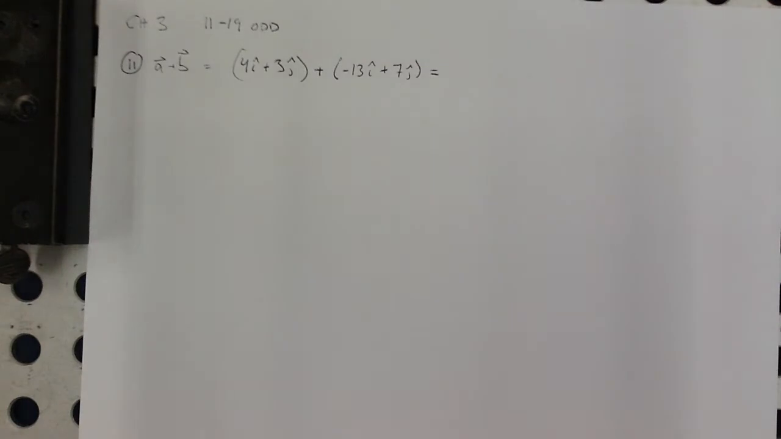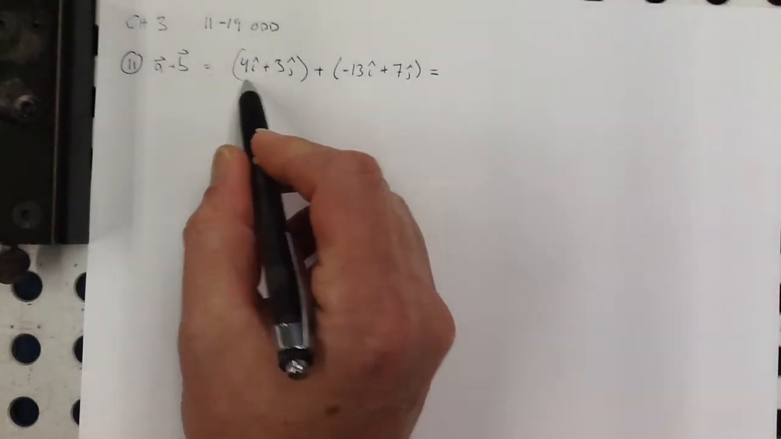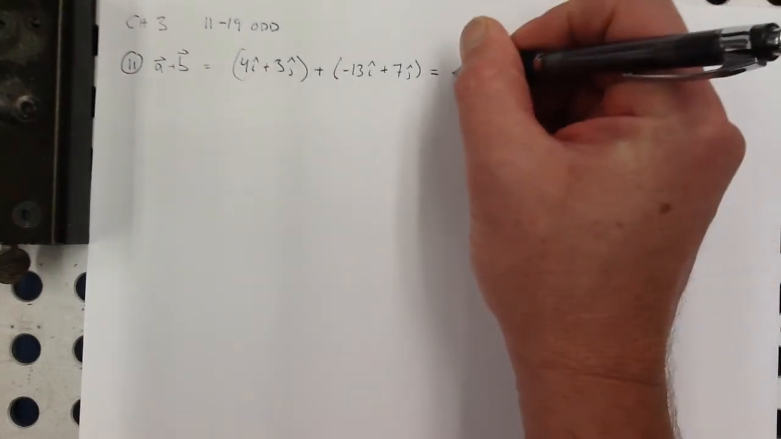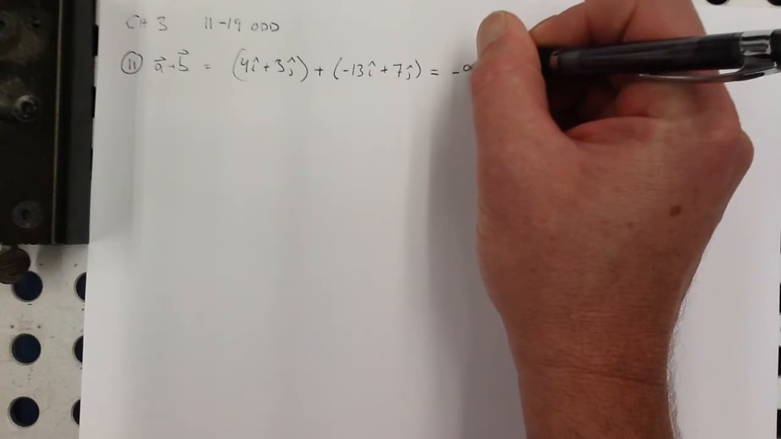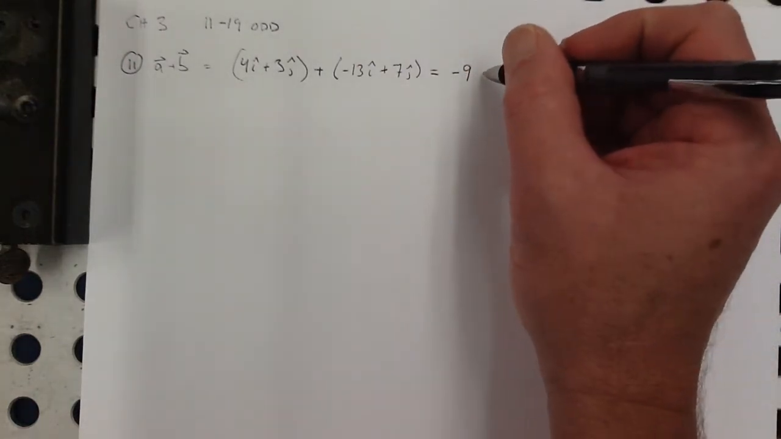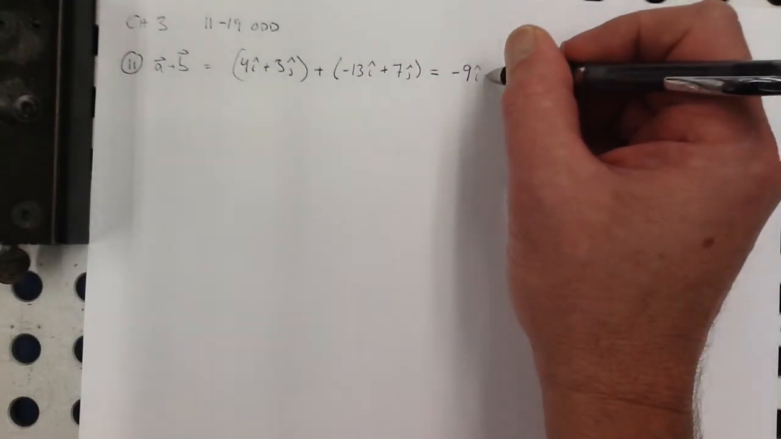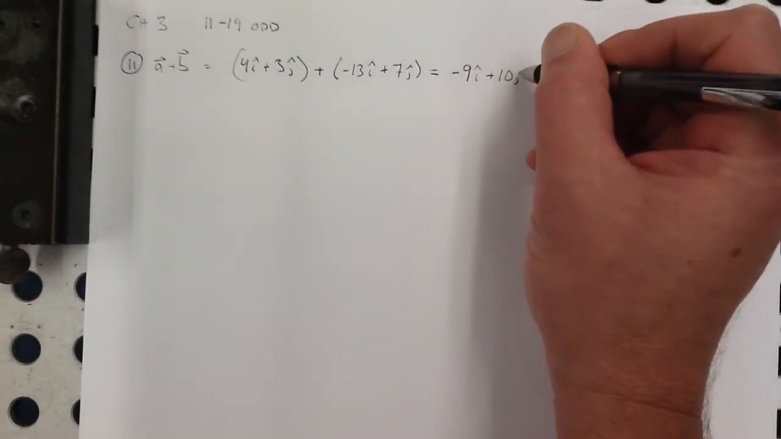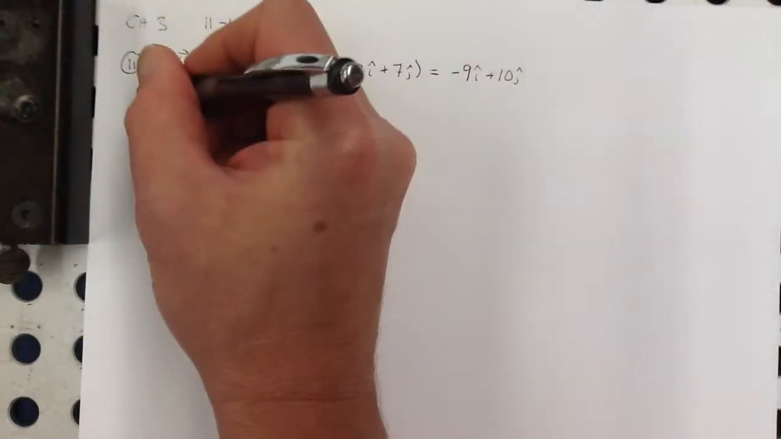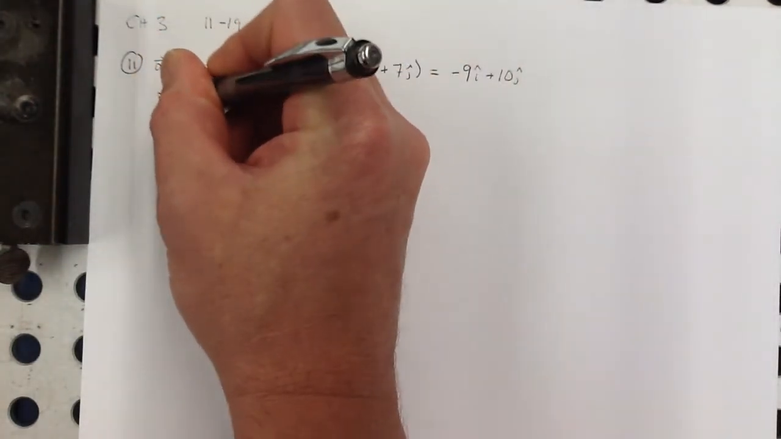We want the magnitude and direction of these. Okay, so I'm going to do it in component form first. 4 minus 13 and 10J. All right, so for part A, we're going to find the direction.